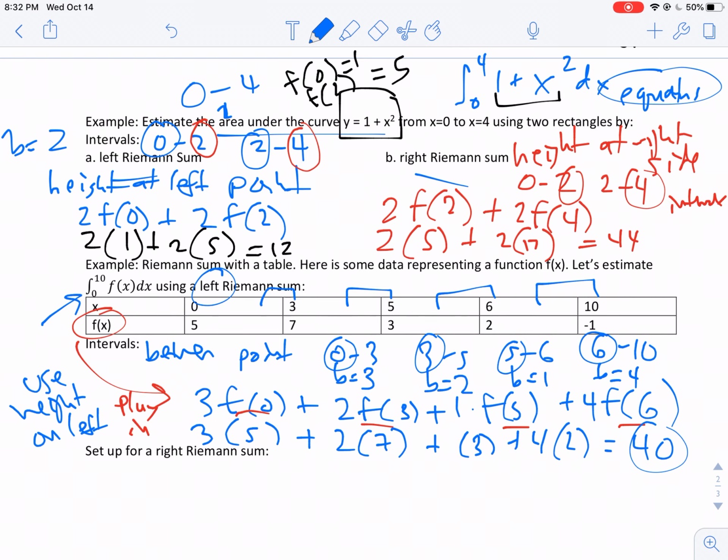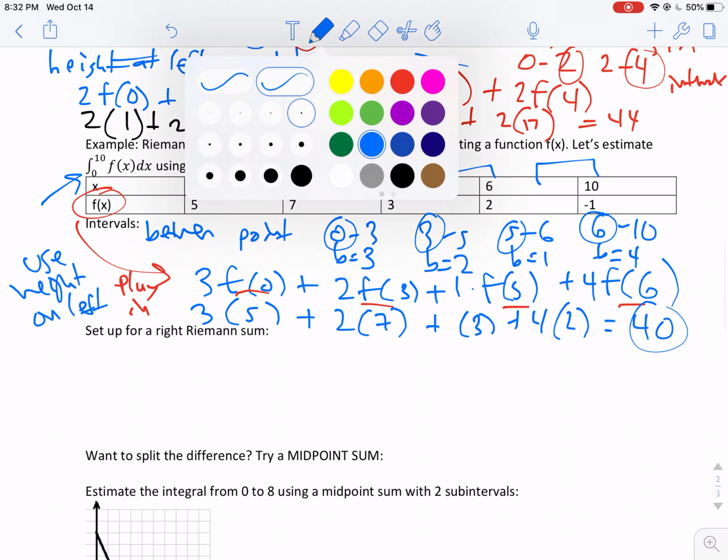Okay, cool. Now, I'm not going to do the math, but I'm going to do the setup for the right Riemann sum. If you want to pause the video right now and try it on your own, that might be a good idea.